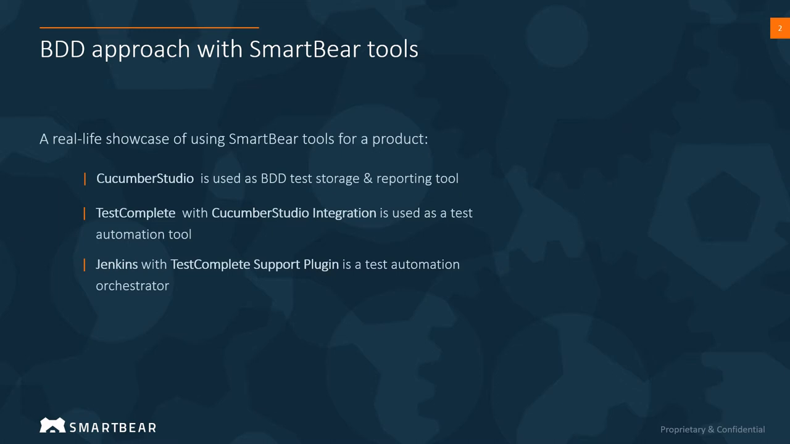So, in our flow, we are using three tools. CucumberStudio is used as a central BDD test storage and reporting tool. TestComplete with CucumberStudio integration is used as the automation tool. And we are also using Jenkins with the TestComplete support plugin in it. Jenkins is used for test orchestration and environment management.